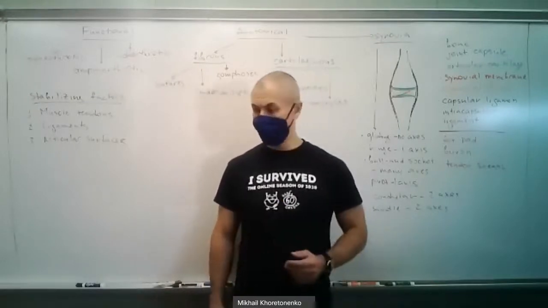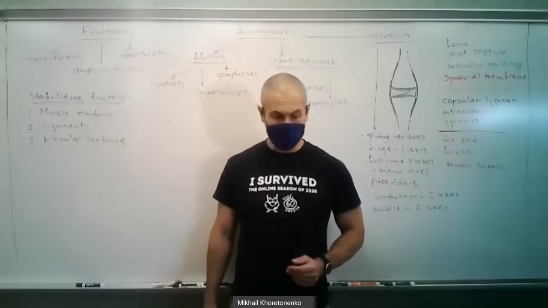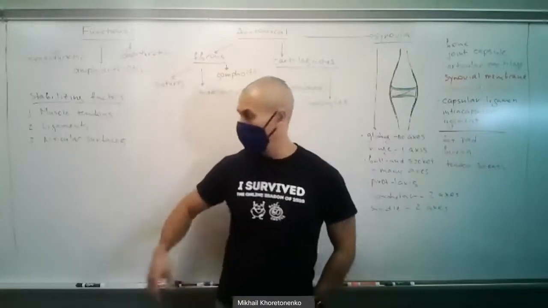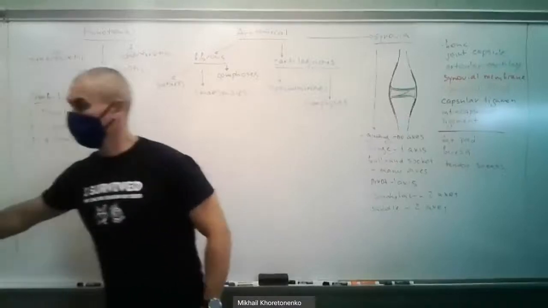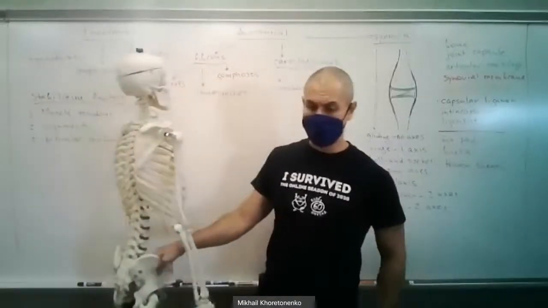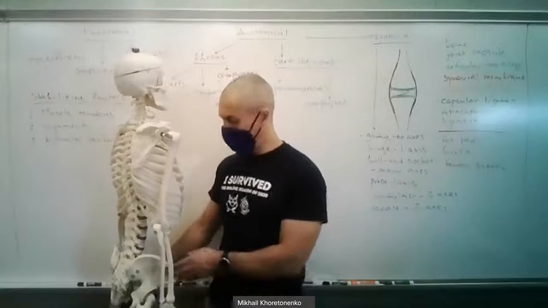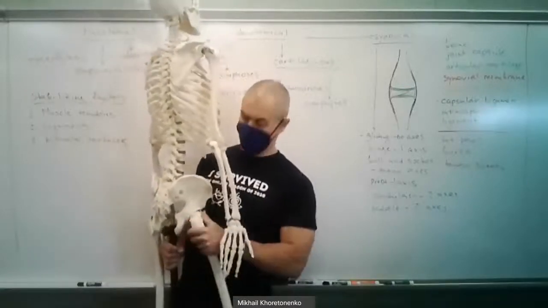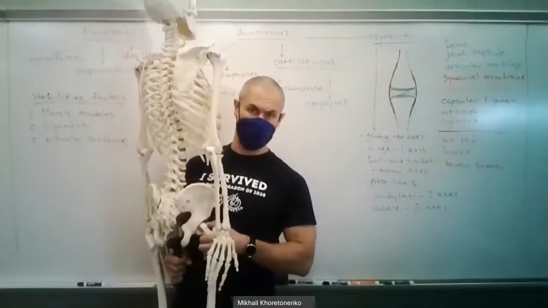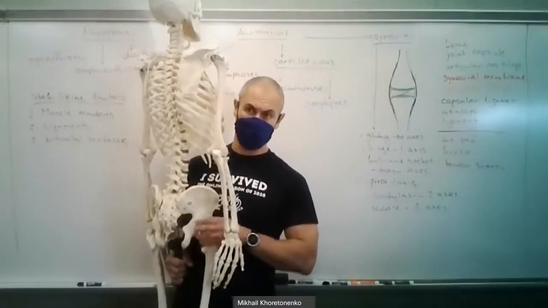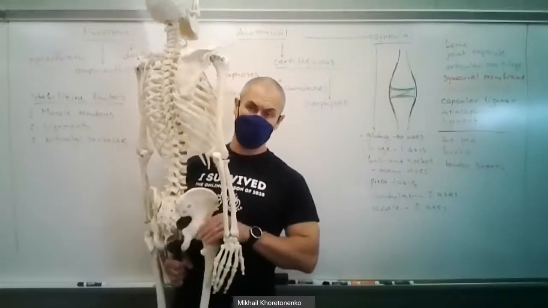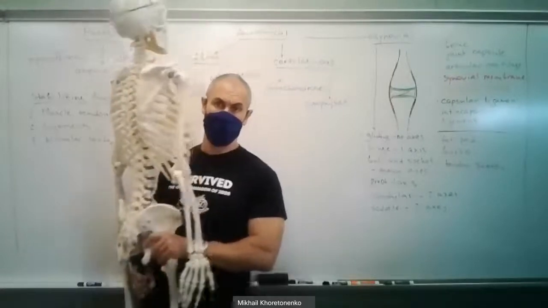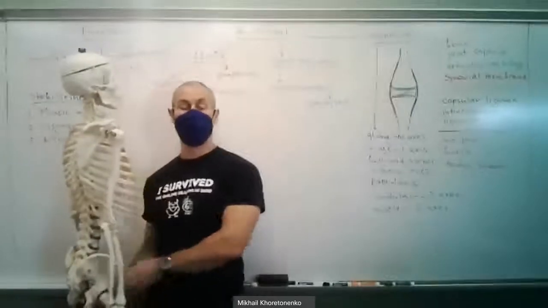Hip joint, another ball and socket, is much more stable than the shoulder joint. There are a few factors that make it particularly stable. First, it's a pretty good fit between the head of the femur and the acetabulum. Second, there is a ridge of cartilage called the acetabular labrum that improves that fit.